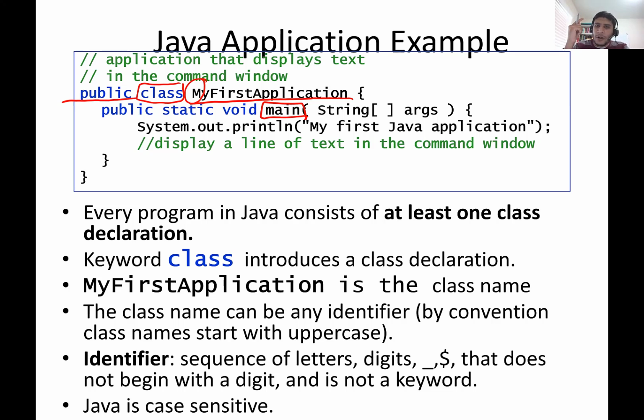And this class, the second condition, has to have only one main function, similar to the condition we have in C. You have to have one main, you cannot have two, and you cannot have zero. You have to have one main in your program.